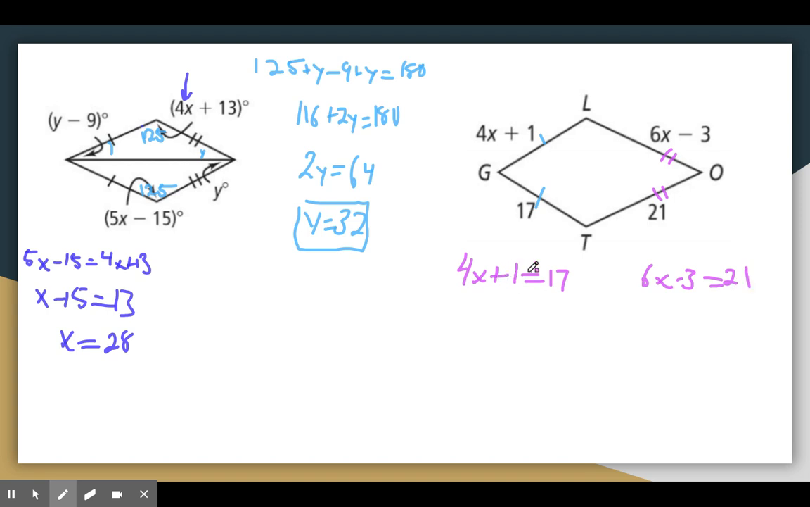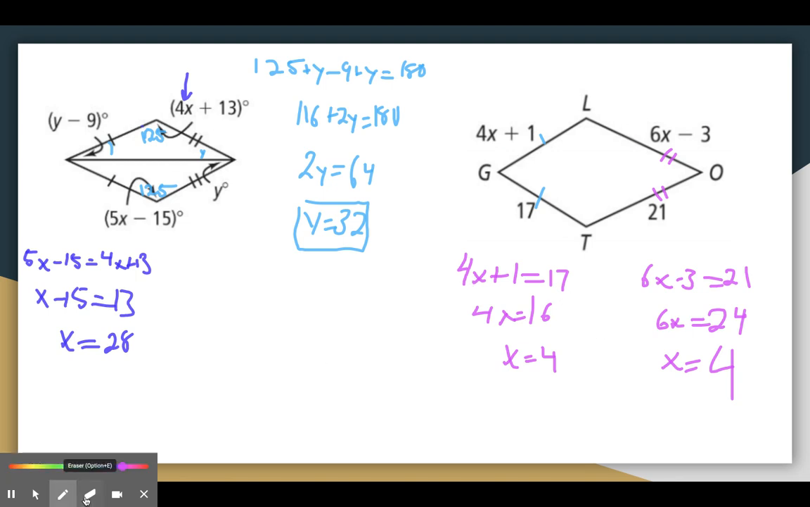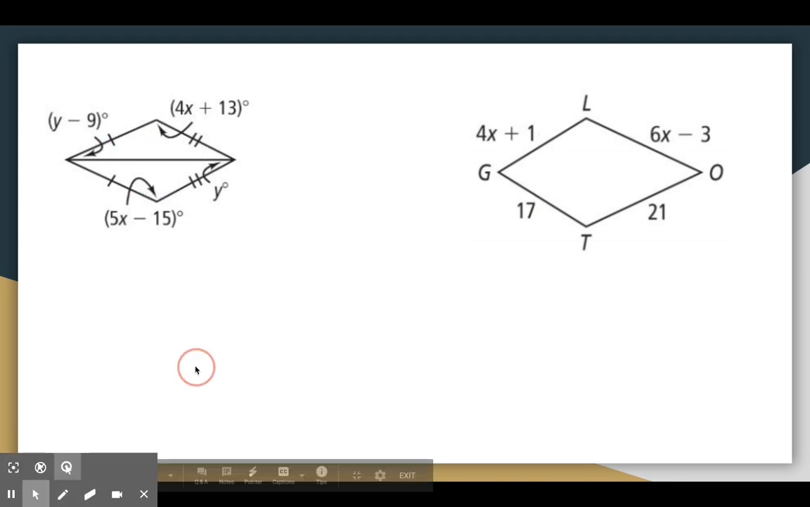Let's check it out. Subtract 1 from both sides, we get 4x is equal to 16. Divide by 4, we get x is equal to 4. Add 3 to both sides, we get 6x equals 24. Divide by 6, we still get x is equal to 4. So it doesn't matter. There's 2 different ways you could solve that, and you still get the same answer for x.